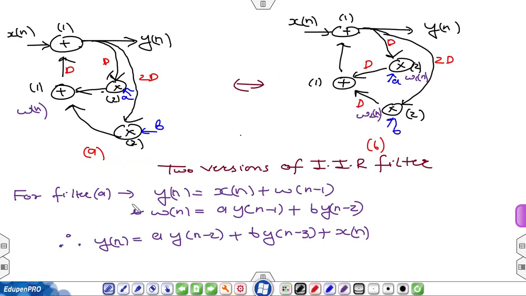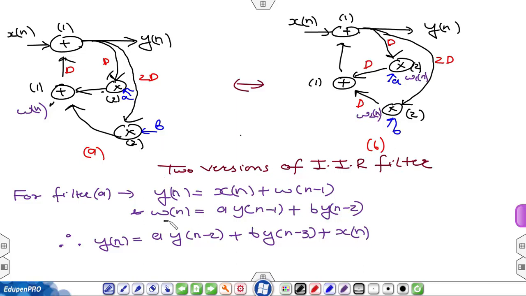Starting with filter A, it can be mathematically described by the equation y[n] = x[n] + w[n-1], where w is the signal at this point, and w[n] is defined as a*y[n-1] + b*y[n-2]. So y[n] is delayed by one cycle and multiplied by a, and at this point y[n] is delayed by two cycles and multiplied by b.